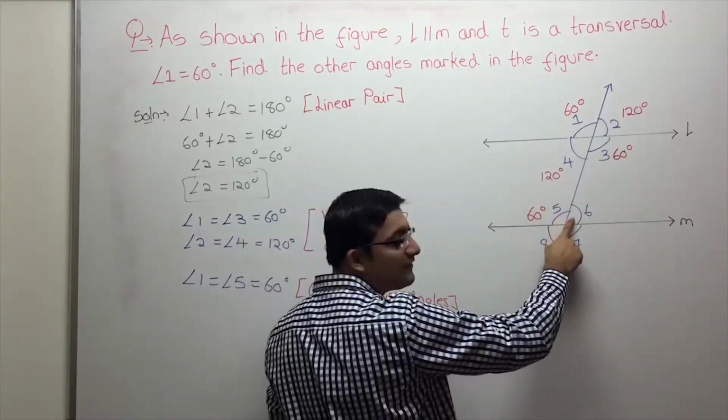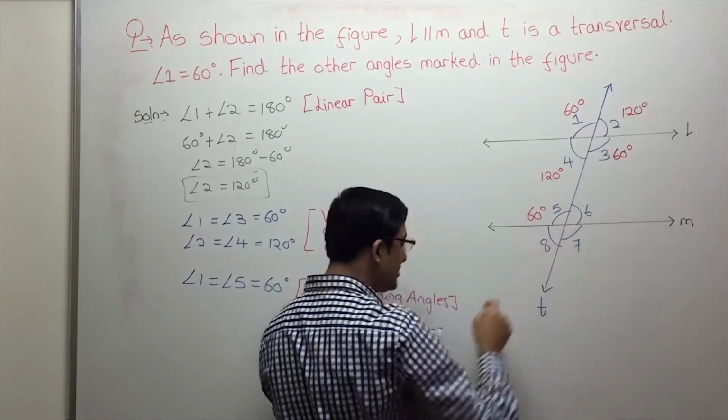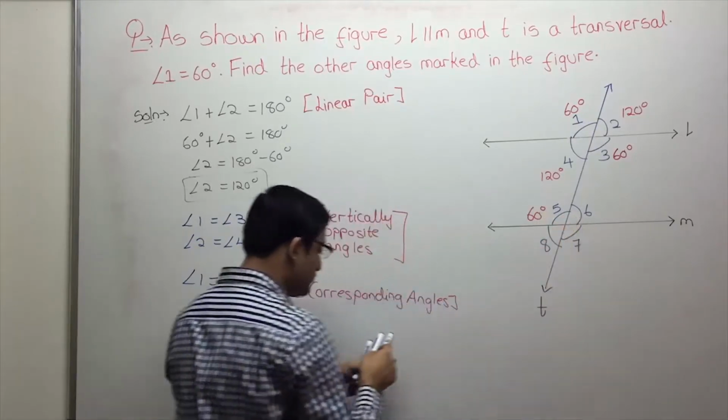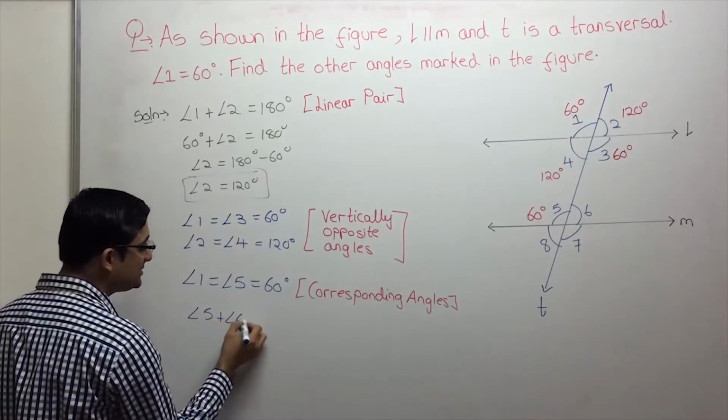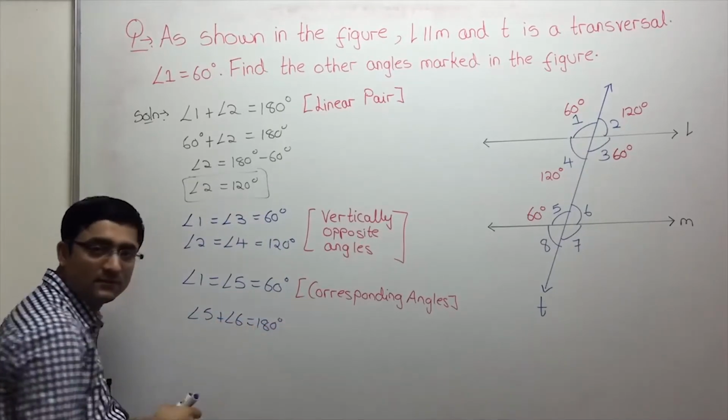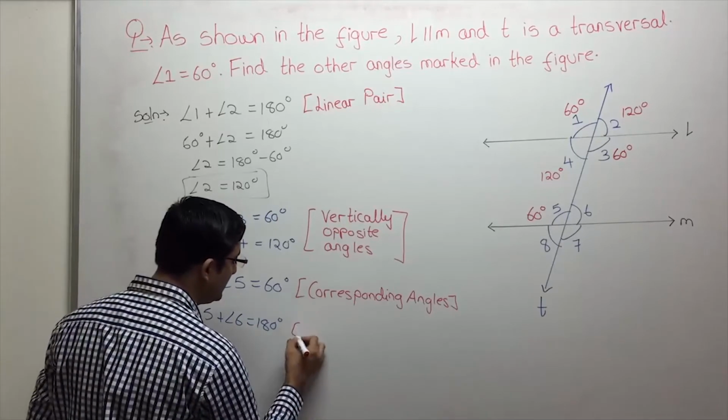So see, angle 5, angle 6 form a linear pair. Two angles next to each other in a straight line. So this plus this is 180. So angle 5 plus angle 6 is equal to 180 degrees. Why? This is a linear pair.